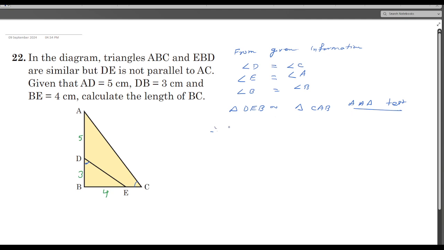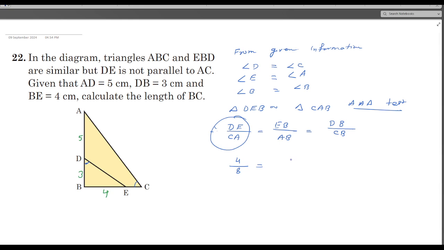And therefore, you will say that DE divided by CA will be equal to EB divided by AB, which will be equal to DB divided by CB. Okay, now let us put the values. DE unknown, CA unknown. Okay, so forget about this ratio. EB is given 4 and AB is given 5 plus 3, which is 8.